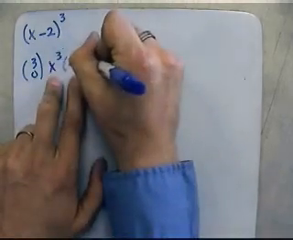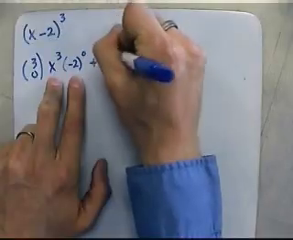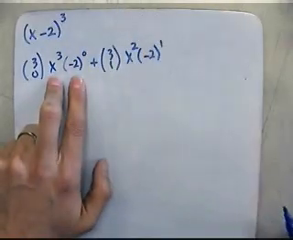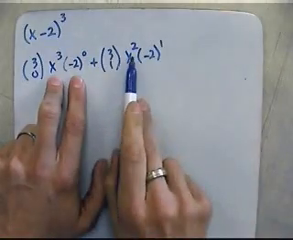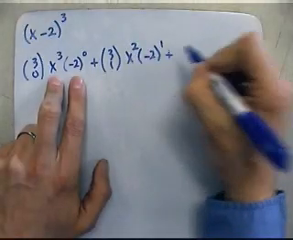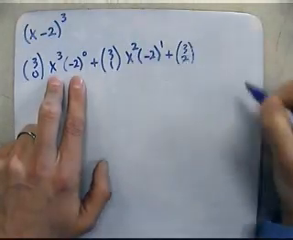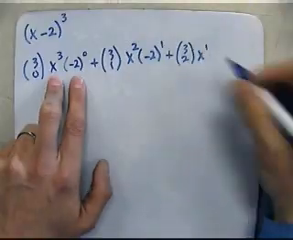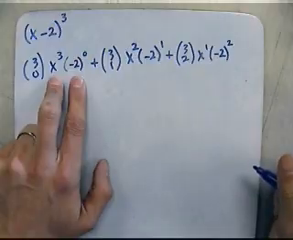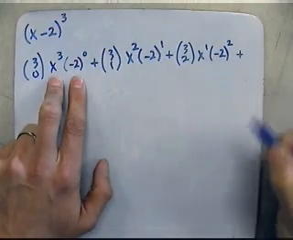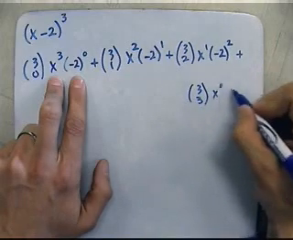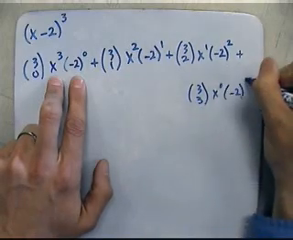So now I'm going to add the next term. Plus, I'm going to go 3 choose 1, x to the second power, and negative 2 to the first power. So I'm following that pattern: I'm going to drop this by 1 and raise this by 1. Plus the next one is 3 choose 2, x to the first power now, negative 2 to the second power. And then plus my last term in this one, 3 choose 3, x to the 0, negative 2 to the third power.